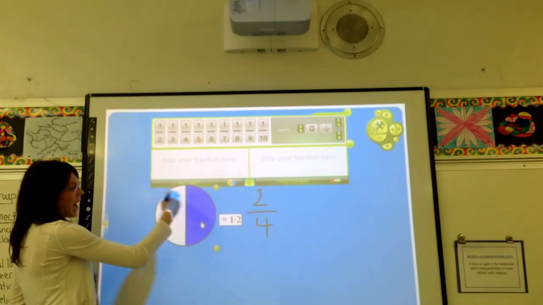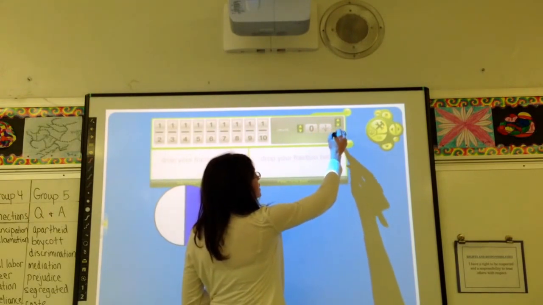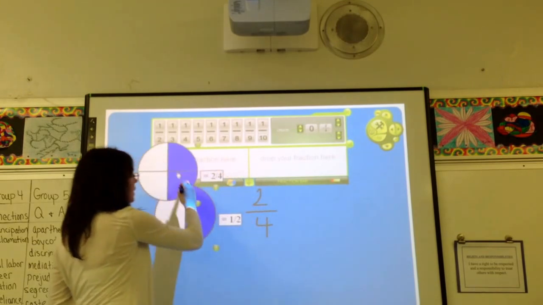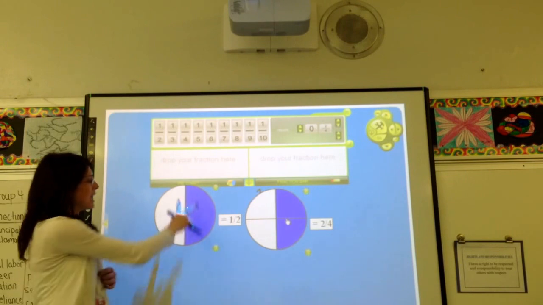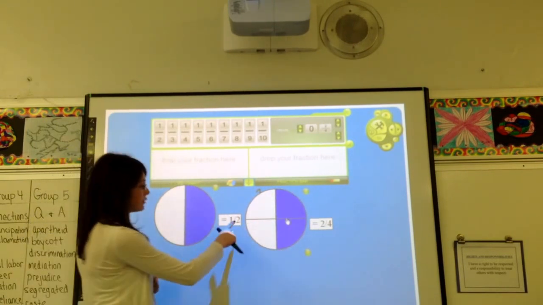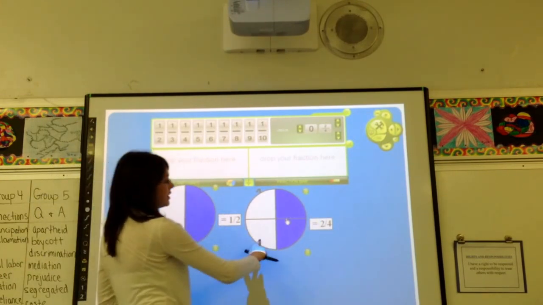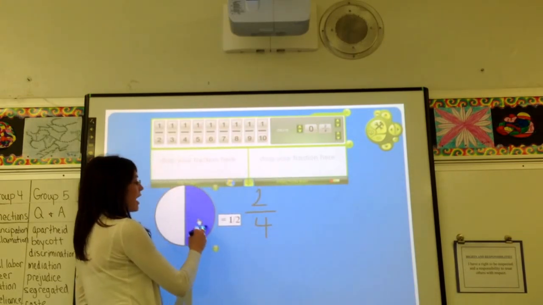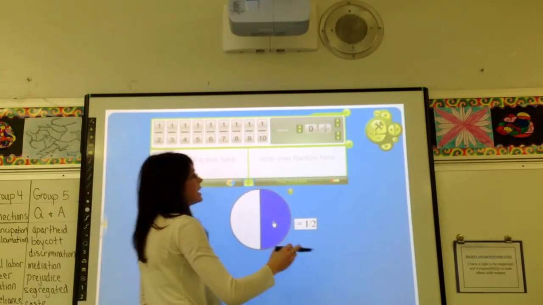We can see here that half of the pie is filled in. Now I'm going to create a pie chart to represent 2/4. When I pull up the pie chart that has 2 out of 4 pieces filled in, it does in fact match 1/2. So I know that these are equivalent fractions. They have different denominators, but they represent the same number. They're equivalent.